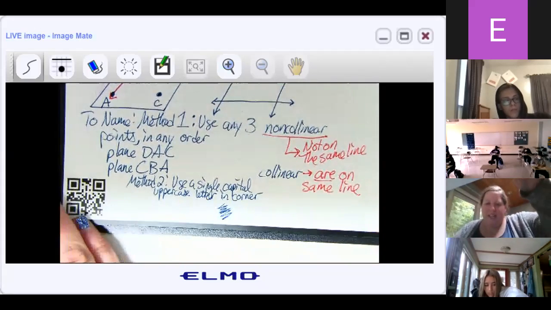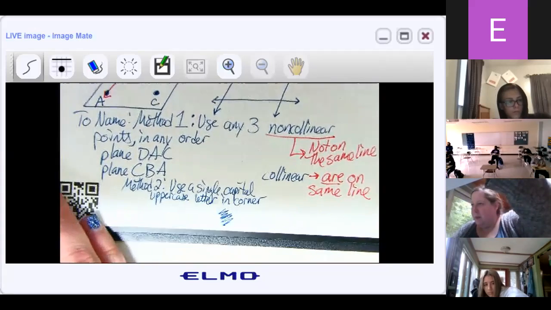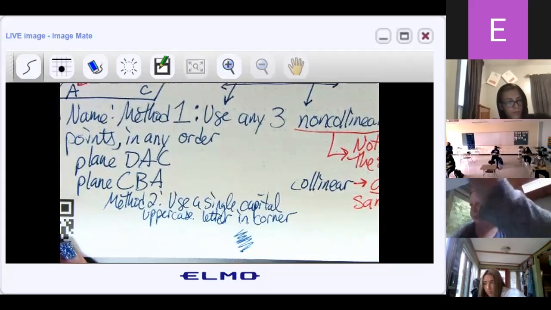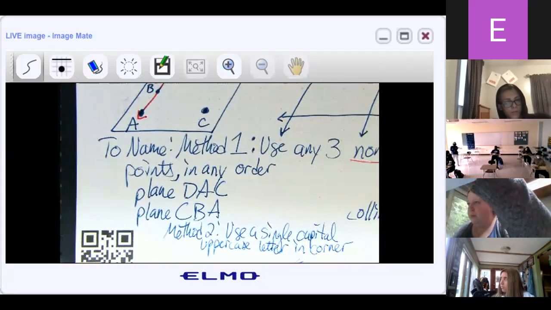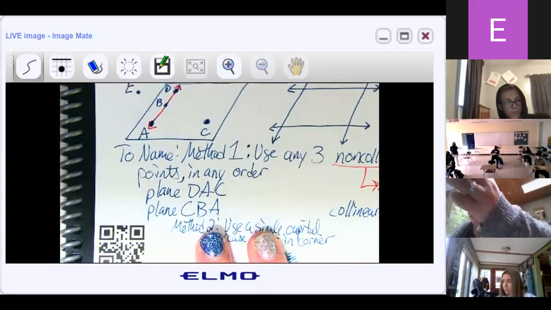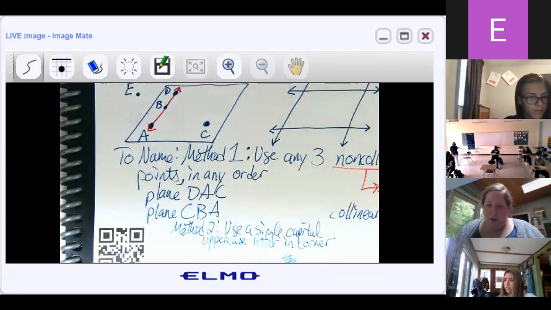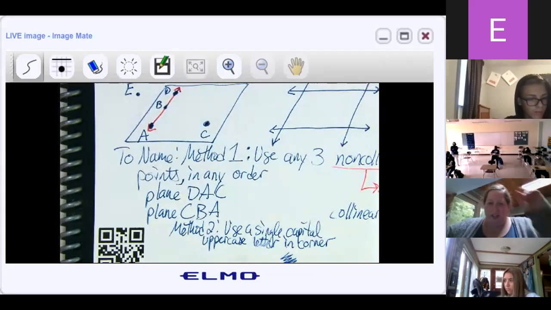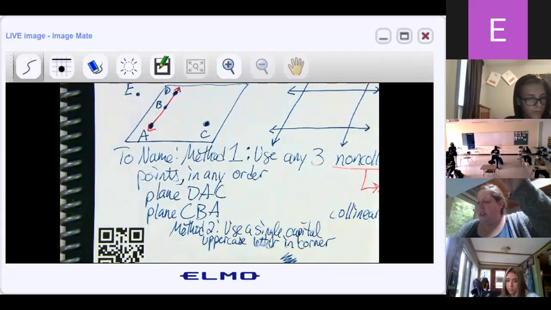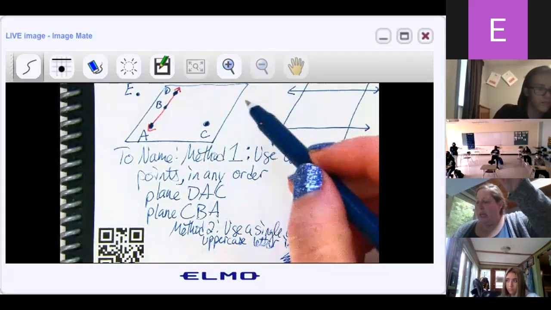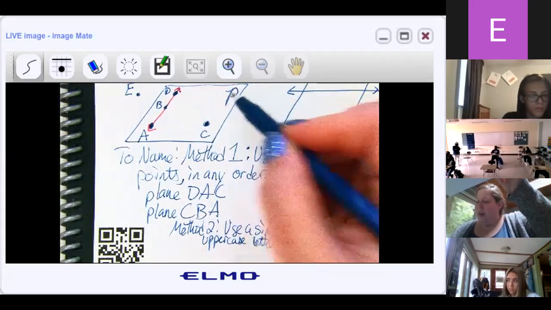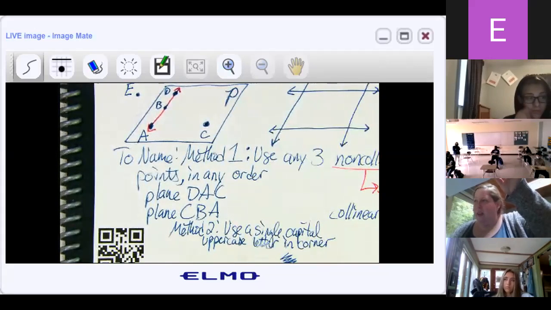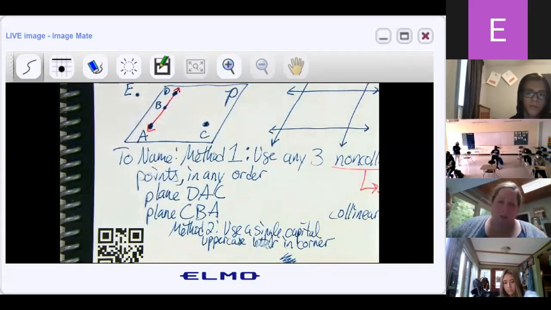So let me show you what that's going to look like. Let me zoom in a little bit. There we go. Okay. So, oh no, I got to get this lighting figured out. There we go. So what this is going to look like, in your plane, you might have a cursive capital letter kind of over in the corner. That's my best attempt at a cursive P. So now I can name this plane P.